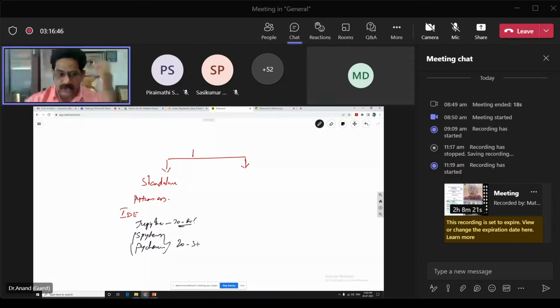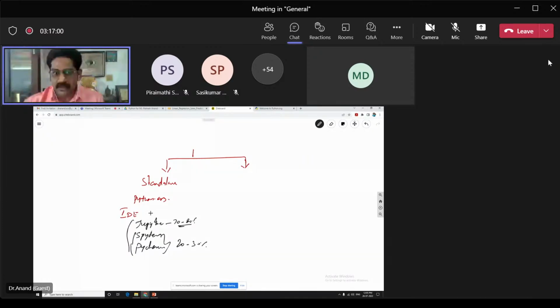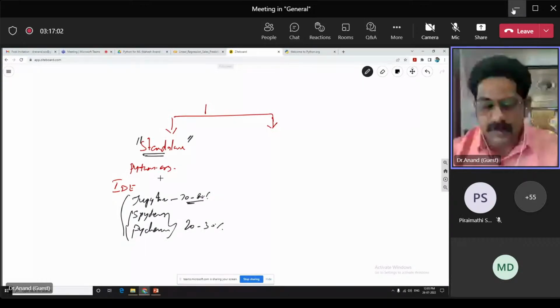But the majority of people use Jupyter because it has lots of facilities, interfacing, and other aspects. Okay. So this is one tool. This is one, the standalone implementation. For the standalone implementation, you need a basic Python, followed by which you have to download any of these IDEs.